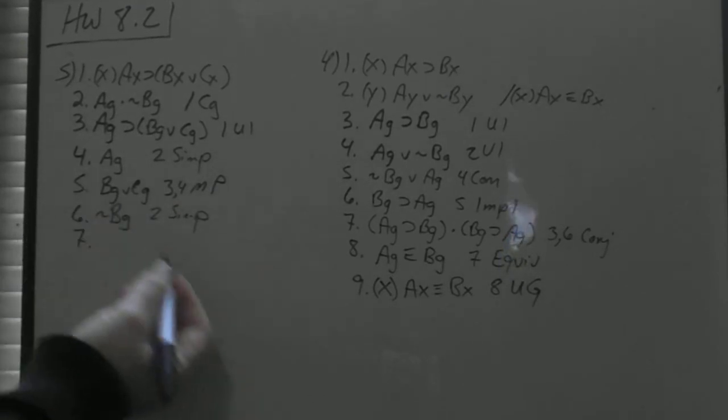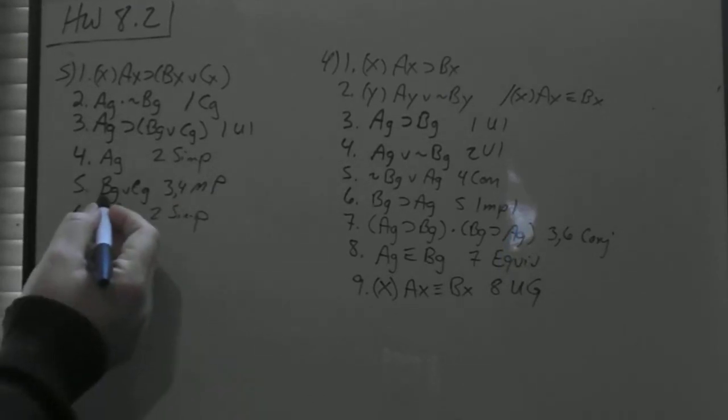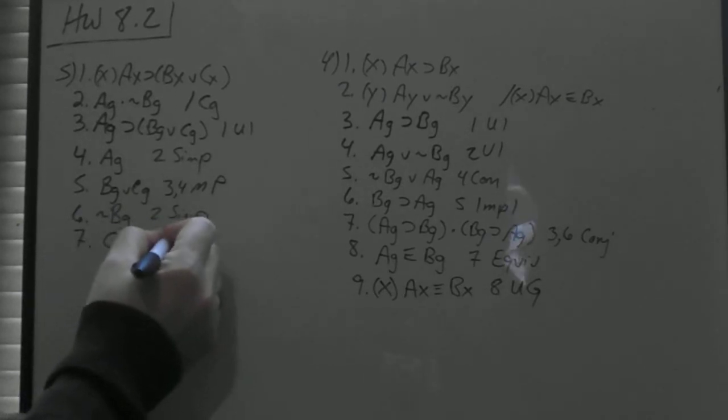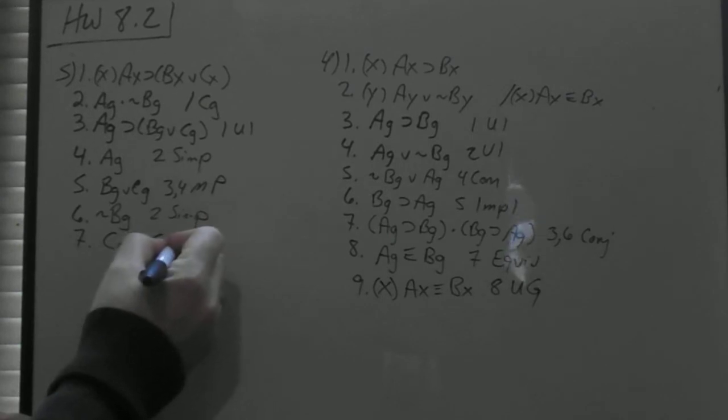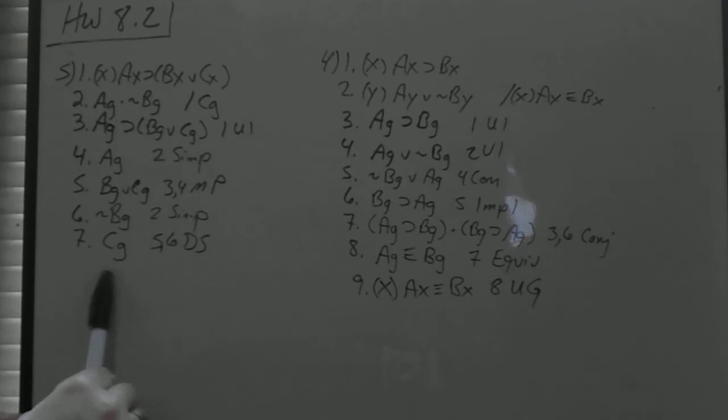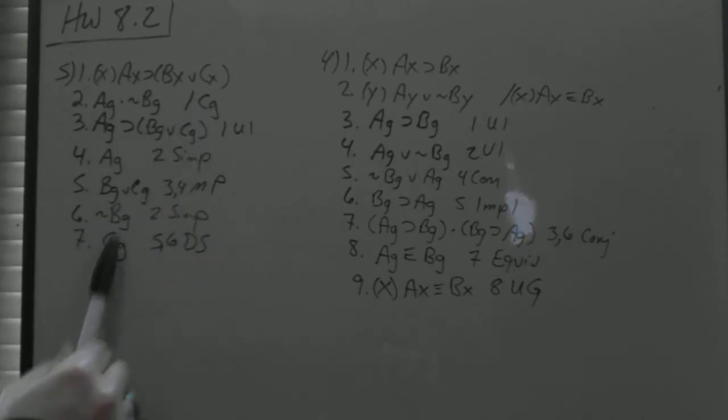And now 5 and 6 make a disjunctive syllogism. It's either BG or CG. It's not BG, so therefore it is CG. 5, 6, disjunctive syllogism. And of course, since that's what they asked for, there's no need to do a generalization on it because you've reached the conclusion that you were asked for.